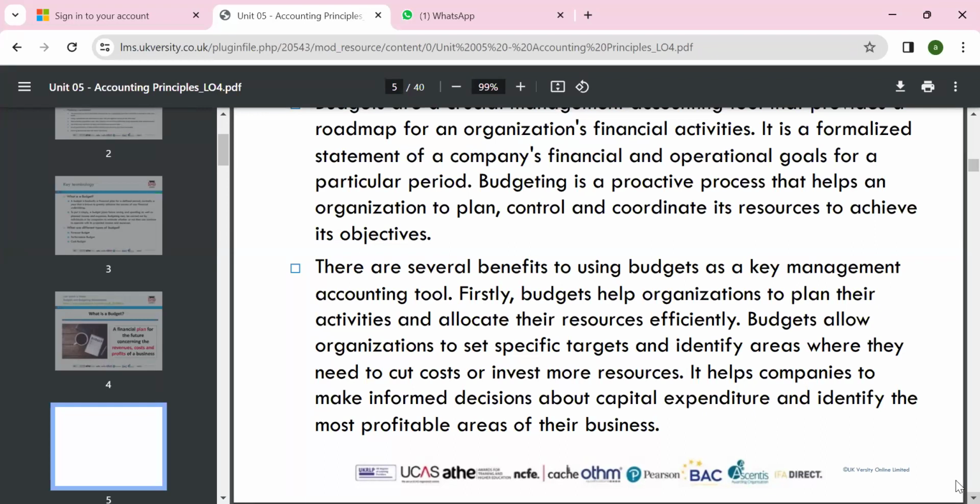Like your building is a capital. If you buy a building, it is capital. If you buy a car, if you buy a plant, that's your capital expenditure, because these are known as assets. Any money you spend on an asset which we can use for many years and which gives benefit to the business is called capital expenditure. Identify the most profitable areas in their business.